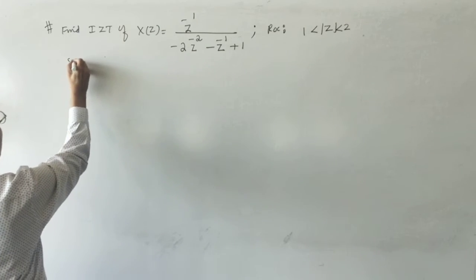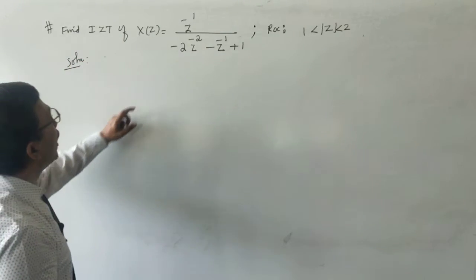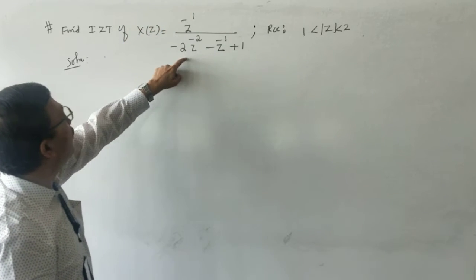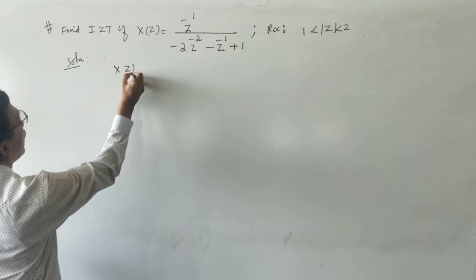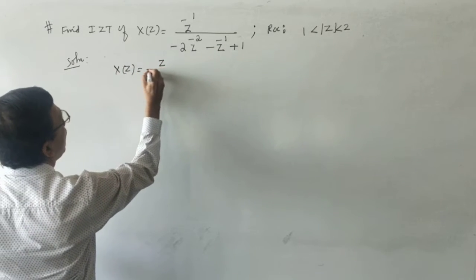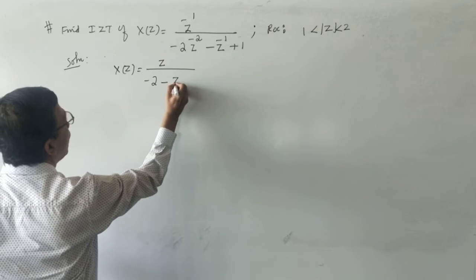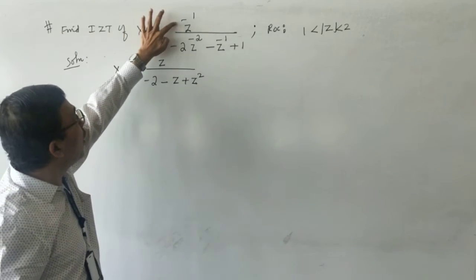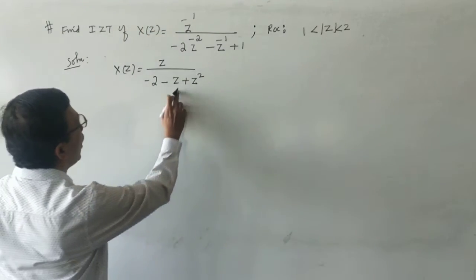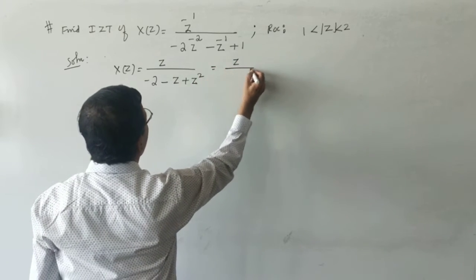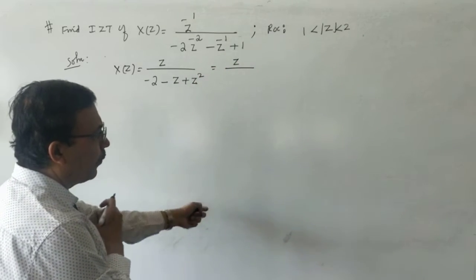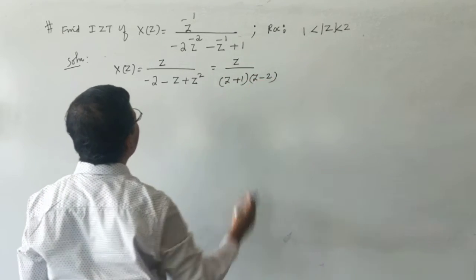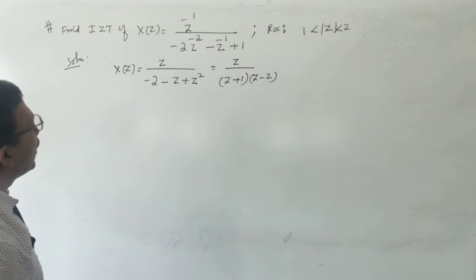Solution. First remove negative powers of z. Therefore I multiply numerator by z square, denominator by z square. That gives me X(z) = z / (-2 - z + z square). Now this I have to factorize. If you factorize this, you get (z plus 1) into (z minus 2).